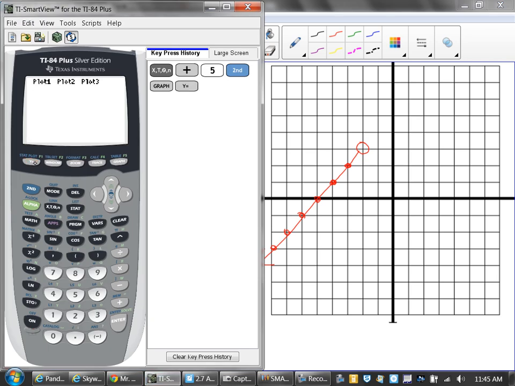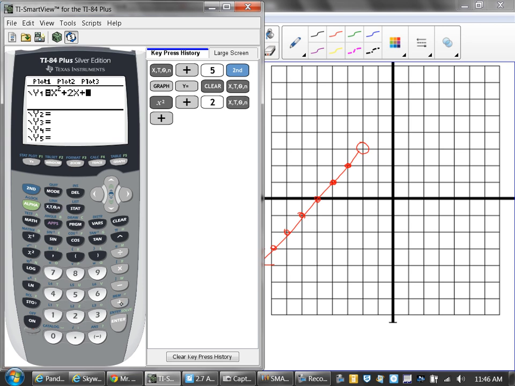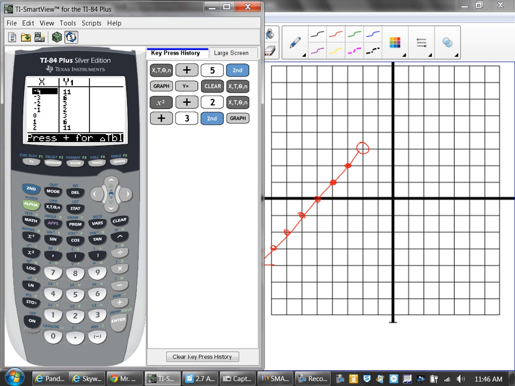No. Silly, silly children. Y equals. Clear out what you just did. What was it? X squared plus 3x, 2x... 2x plus 3. Bada bing, bada boom. Table, and voila. There are all of your ordered pairs.